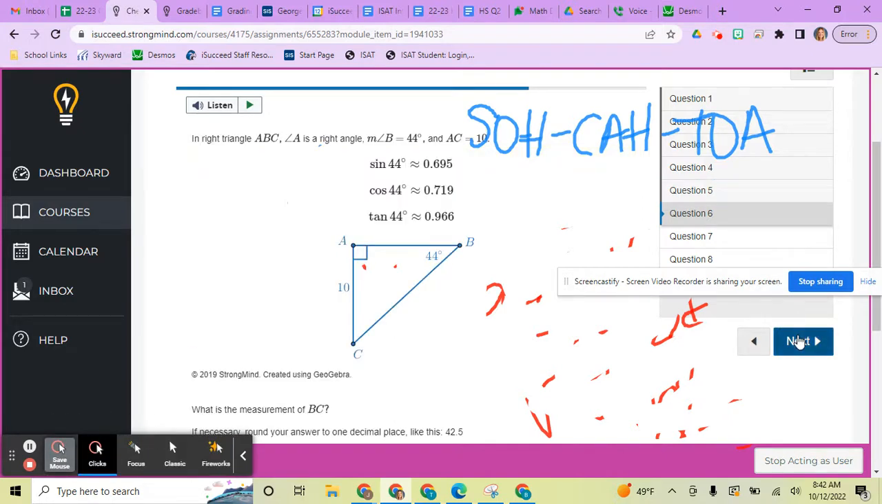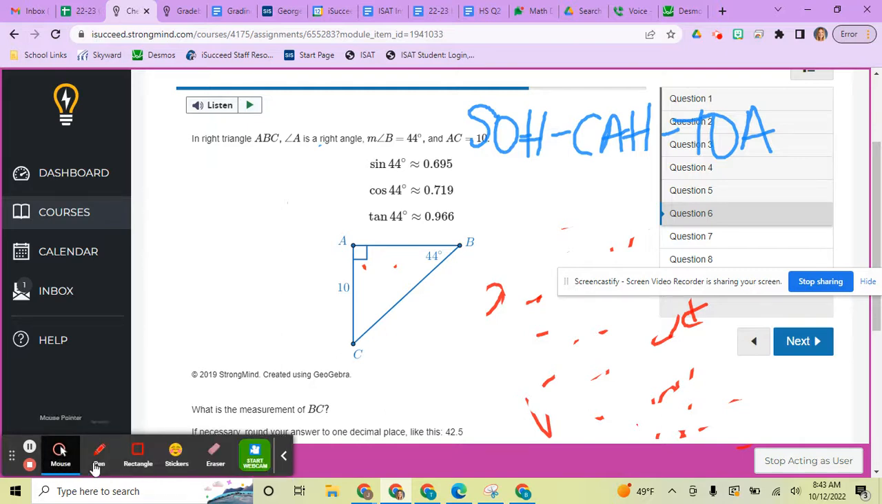And next. Okay, in the right triangle, angle A is the right angle. Measure of angle B is 44 and AC is 10. Okay, they already labeled all that stuff. They told us the sine, cosine, and tangent of 44. What is the measurement of BC? Okay, so we're trying to figure out this guy right here.